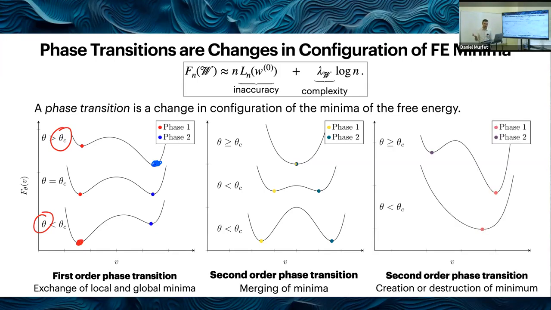And then we can have a different kind of second order phase transition where a minima is created or destroyed at some particular critical theta value. And so, since the equilibrium state of the system, the state of the system that has the greatest posterior concentration, is the global minima of the free energy, the free energy will have some jump, some discontinuity, some non-analyticity at these different phase transition points.